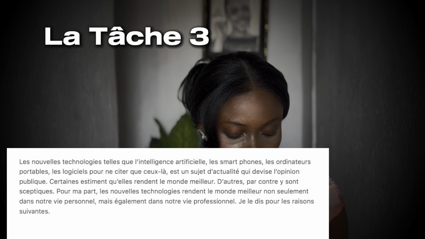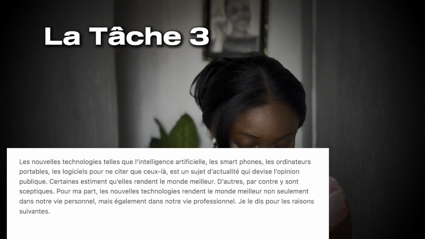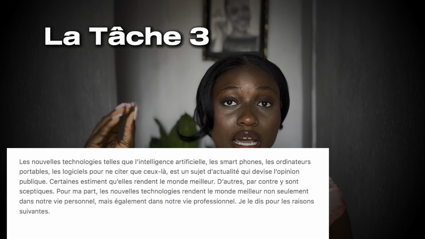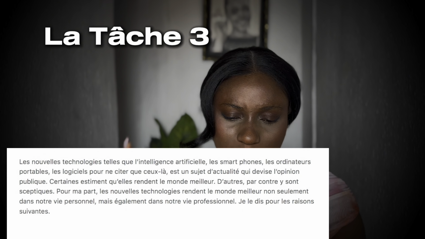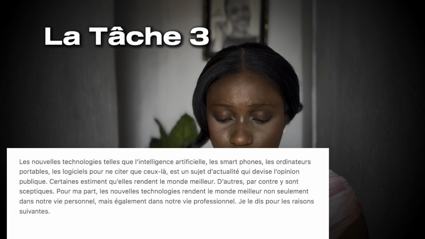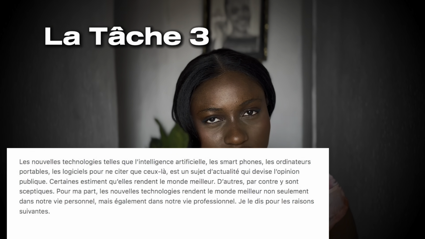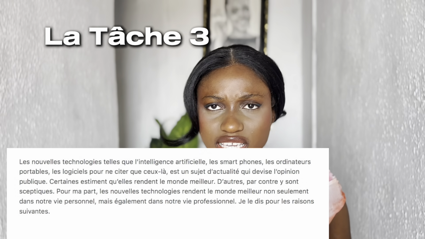Non seulement dans notre vie personnelle, not only in our personal lives, mais également dans notre vie professionnelle, but equally in our professional lives. You see how I have already categorized it. Now I am letting them know how I want to categorize my points in personal and professional life. Do you see that? Je le dis pour les raisons suivantes. I'm saying this for these reasons.